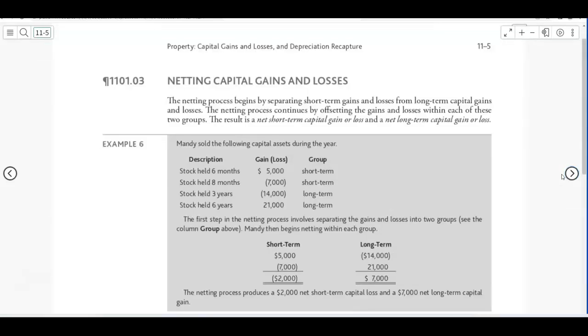Okay, let's talk about netting these capital gains and losses, which, again, will be done by your software, but we are just trying to understand it for quiz purposes.